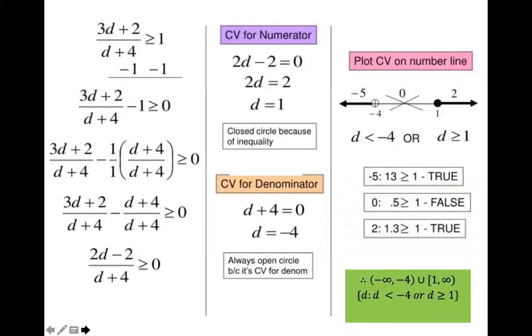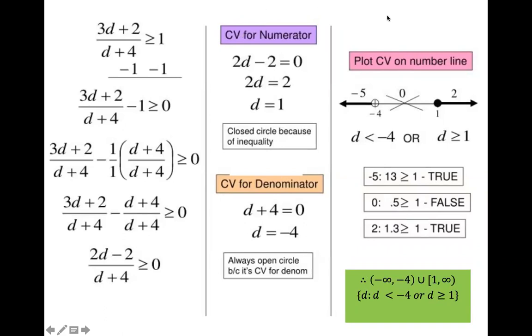Last example. This time it is (3d plus 2) over (d plus 4) greater than or equal to 1. So, first step, make one side of the inequality 0. So transpose 1, so it's negative 1. Simplify. The LCD is d plus 4. So you have (2d minus 2) over (d plus 4). This is the simplest inequality.